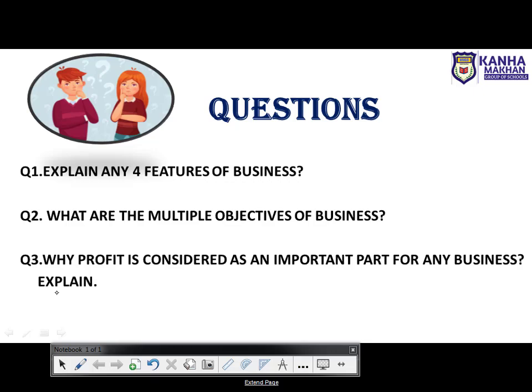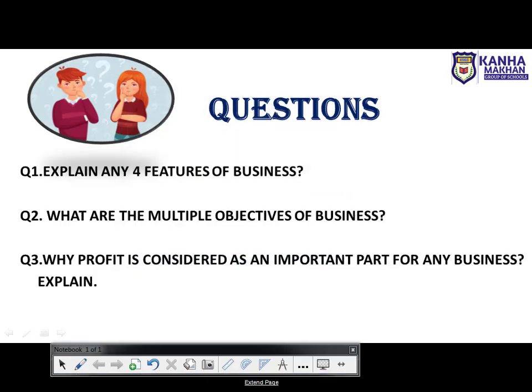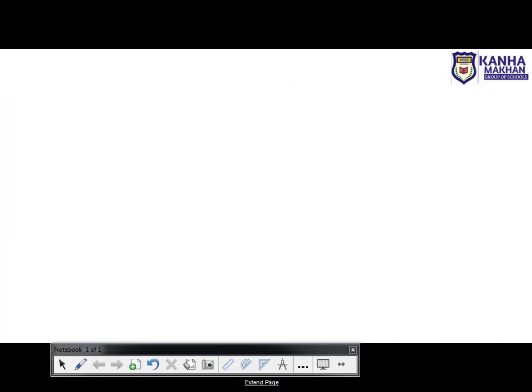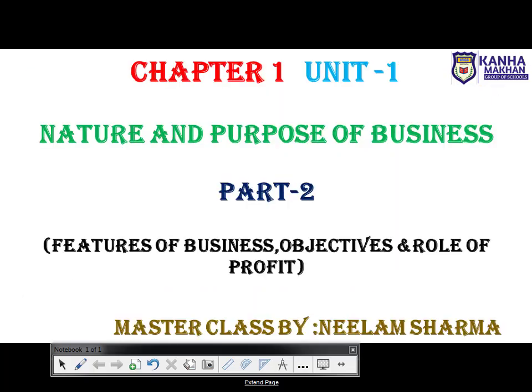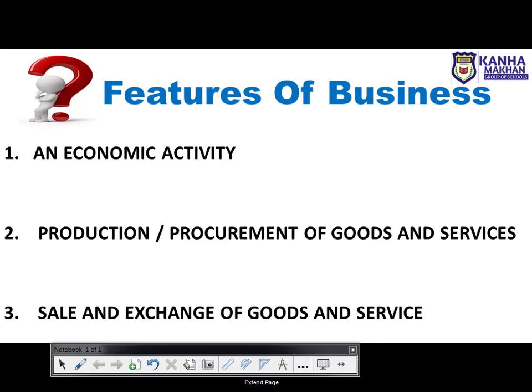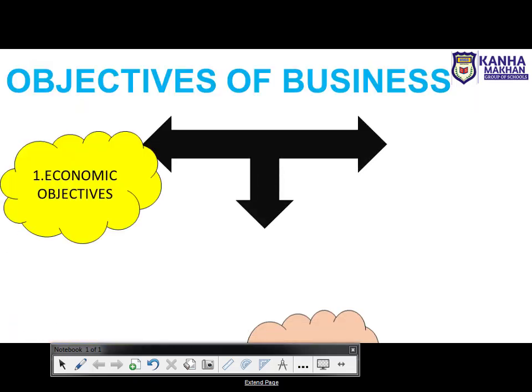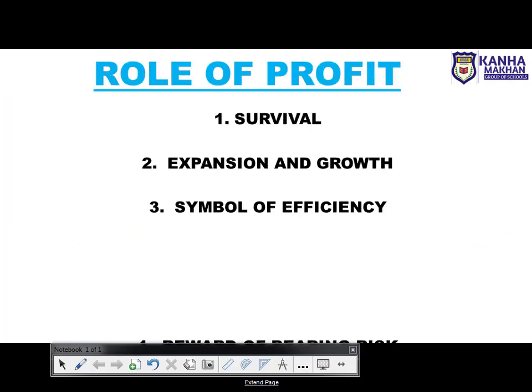Like the first question is asking, explain any 4 features of business, right? So you have to explain any 4 features. So do you remember we have discussed how many features? We have already discussed in the starting. Out of the 6 features, you can mention any 4 features: an economic activity, production, sales and exchange of goods and services, dealing on regular basis, profit sharing and risk factor. Okay, so out of the 6, you can mention any 4 features, right?